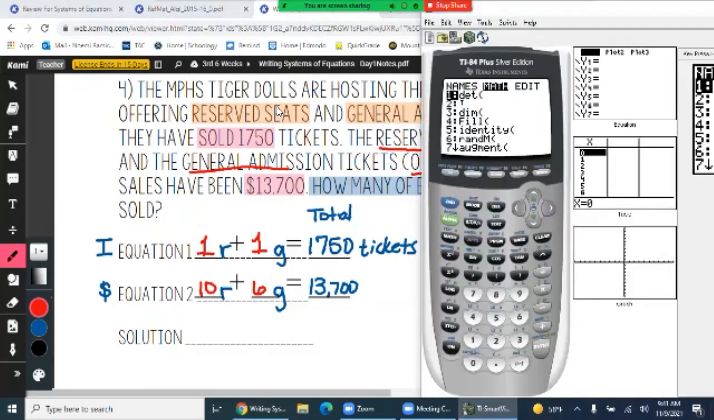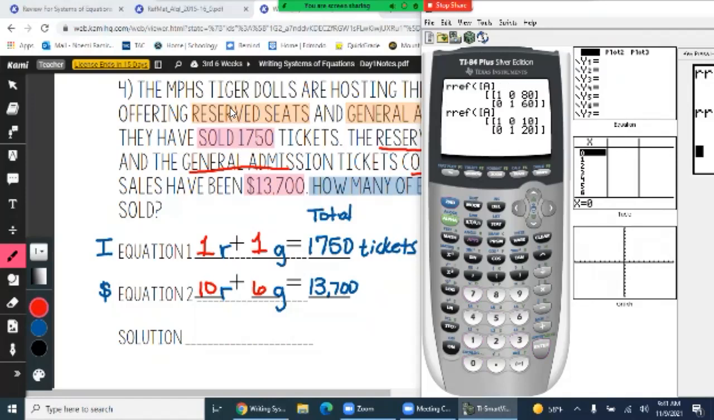Let's go into matrix, edit, always 2 times 3. So I'm going to put 1, 1, 1750, 10, 6, 13,700. Oh, I put too many. Sorry. 1, 3, 7, 1, 2. There you go. There it is.